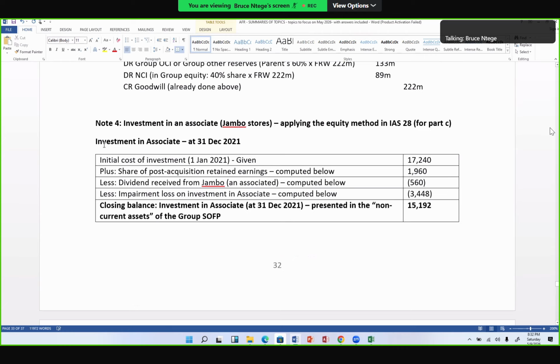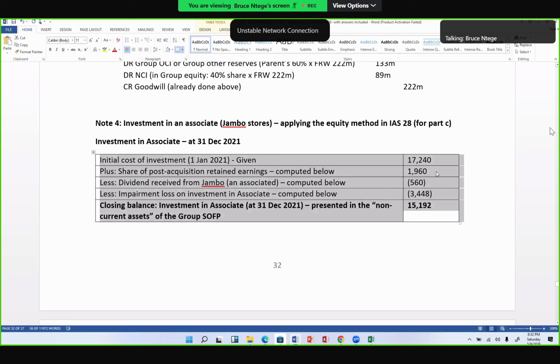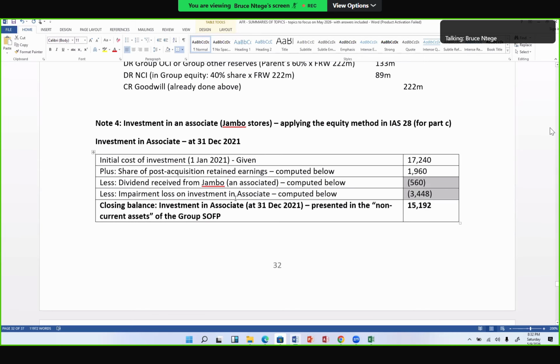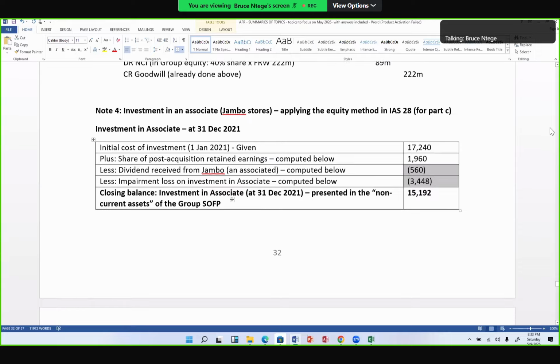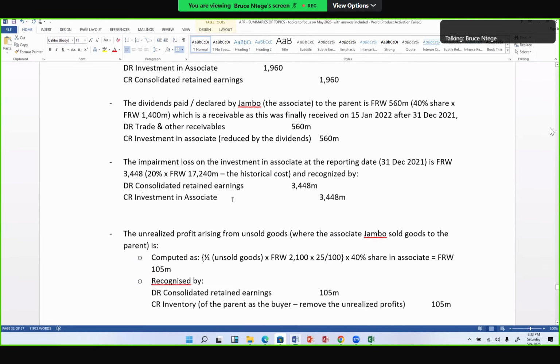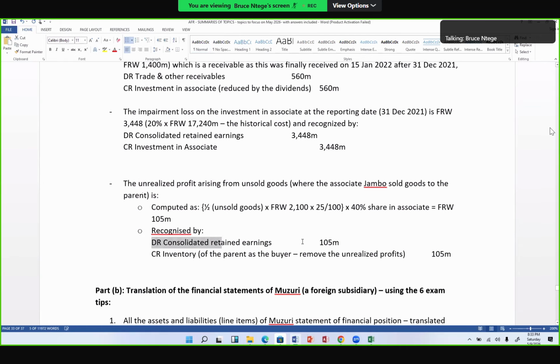not only with our share of the post-acquisition retained earnings from the associate, but I can have these additional 2 things: a dividend received from an associate impacting on this investment in associate, and an impairment loss on investment in associate. I may even have an unrealized profit impacting on this investment in associate if the associate is the one that bought goods at a profit from the parent, and these goods remain unsold. Because in this question, the one who bought was the parent, that unrealized profit we did not take to the investment in associate, we took it to inventory. That credit went to inventory.